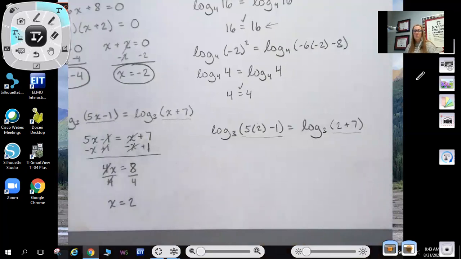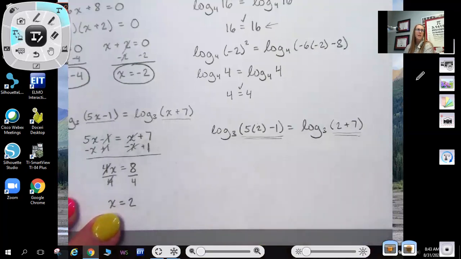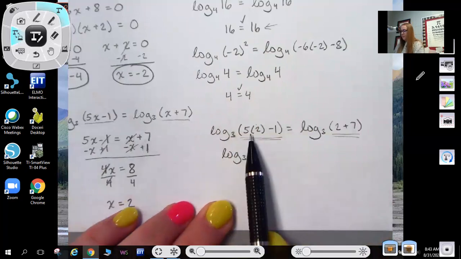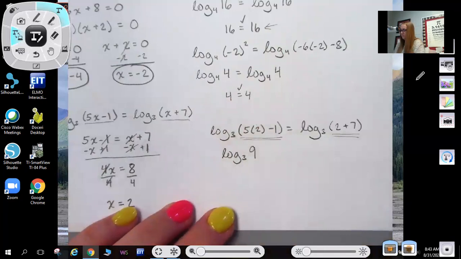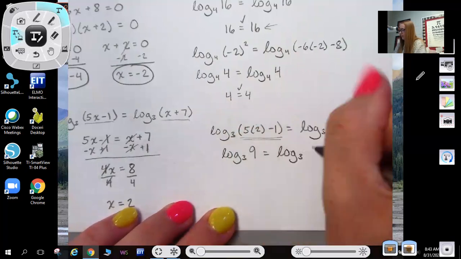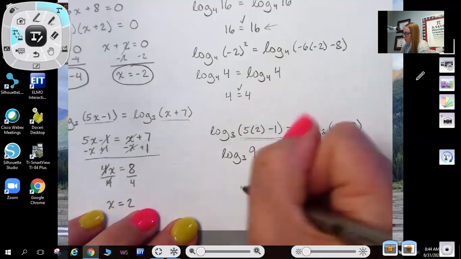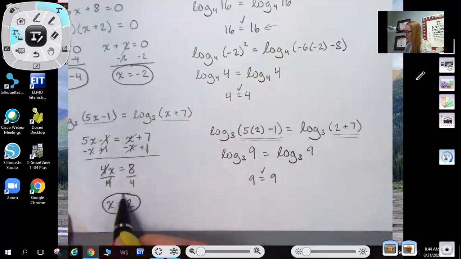But when you're checking these numbers, the first step needs to make sure that there's no negatives where there's not supposed to be negatives. So you can't just leave the logarithms off at the very first step. It still stays log base 3. 5 times 2 is 10, minus 1 is a positive 9. So we're okay there. And then obviously 2 plus 7 is not going to be negative. That also gives us a positive 9. So 9 equals 9. That means x equals 2 is a solution.